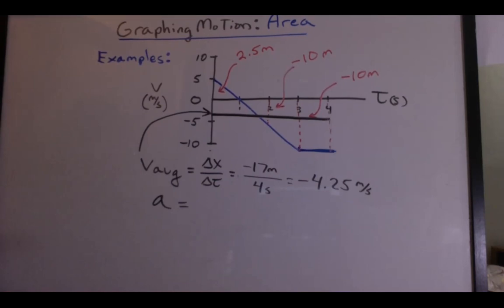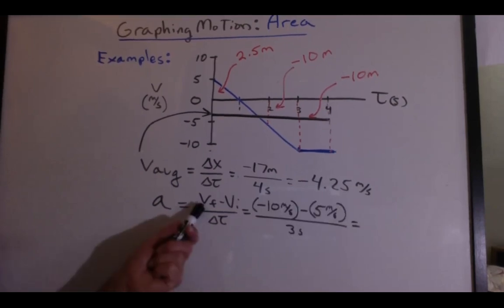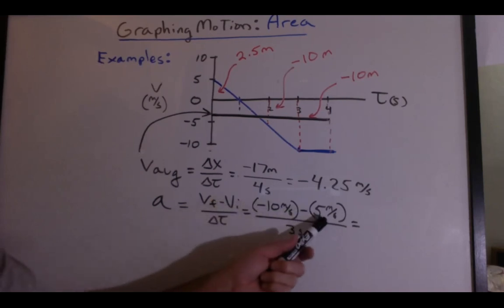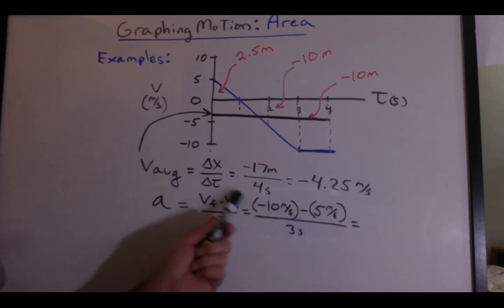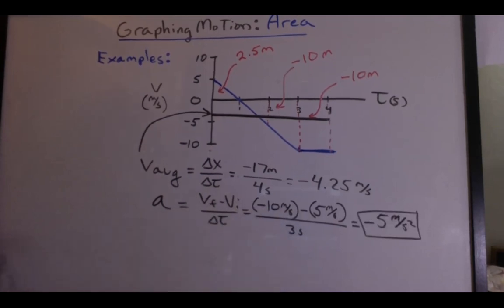Let's find the acceleration for that first time interval from 0 to 3 seconds. Change in velocity over change in time. Well, the final velocity is negative 10 meters per second. The initial velocity is a positive 5 meters per second. Well, the negative sign is due to this difference here. Divide by 3, negative 5 meters per second squared.